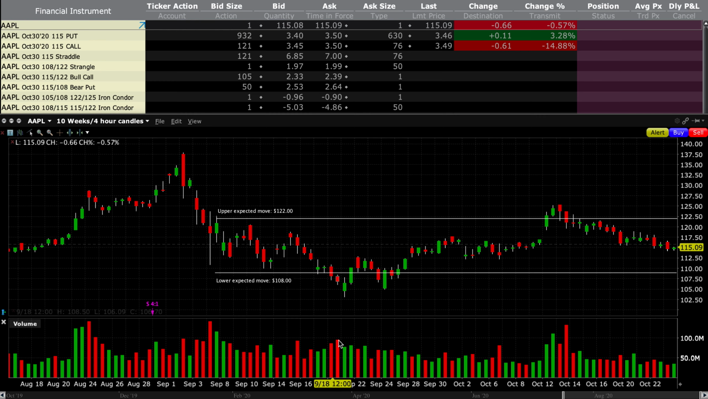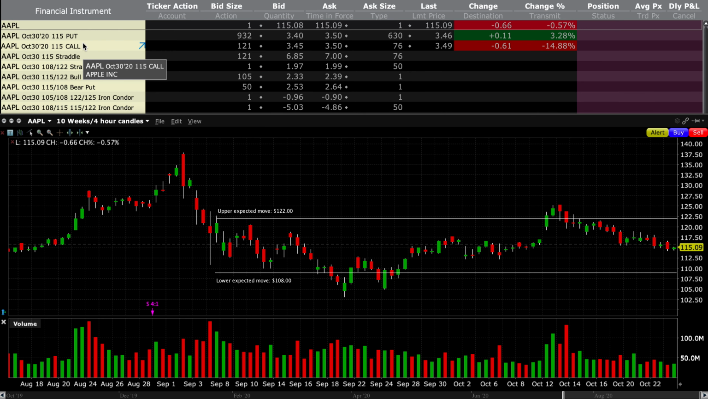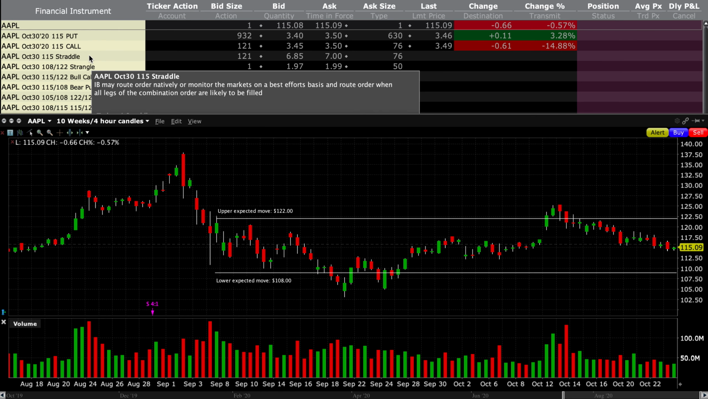Now, the first thing you have to do in ascertaining the expected move for a certain stock is to price out a straddle. So you take the at the money call and at the money put, combine them, and you add that to the current price and subtract it from the current price, and that will give you the upper expected move and lower expected move.